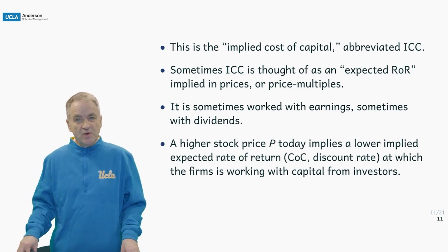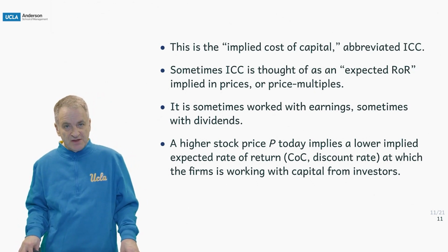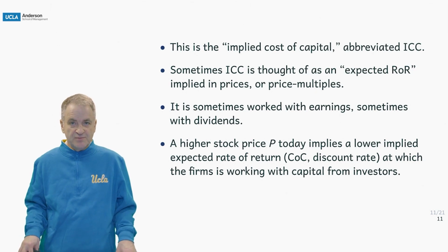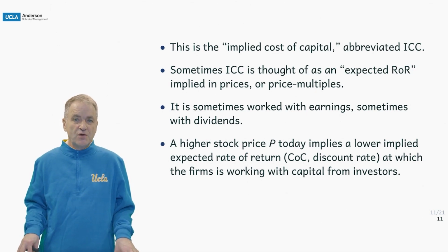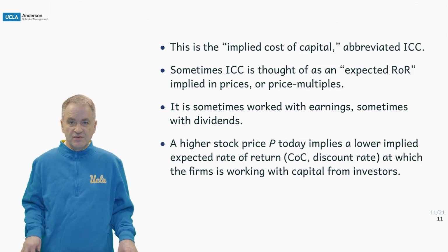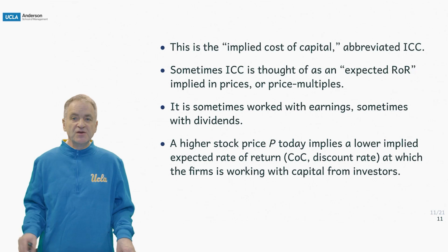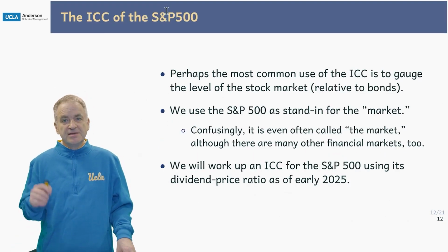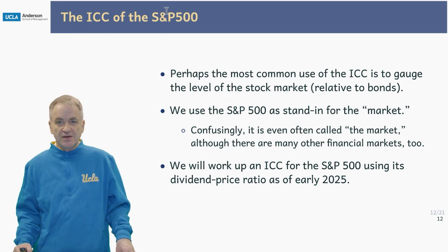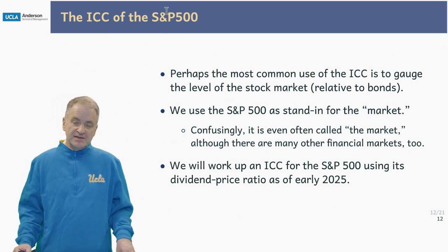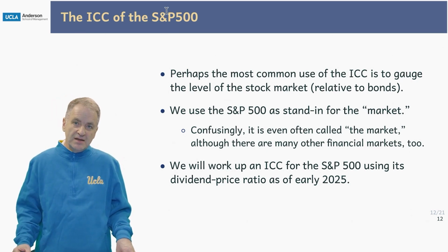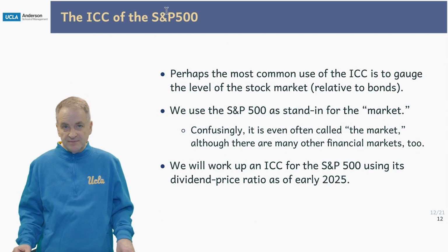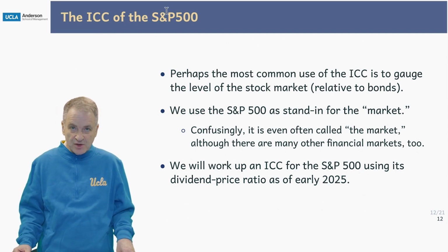It's sometimes worked with earnings, sometimes with dividends. A higher stock price P today implies a lower implied expected rate of return, cost of capital, discount rate, at which the firm is working with the capital that it has gotten from its investors. Here is the most interesting use of the implied cost of capital. Is the stock market currently too high, too low, or priced about right? If you believe the model.